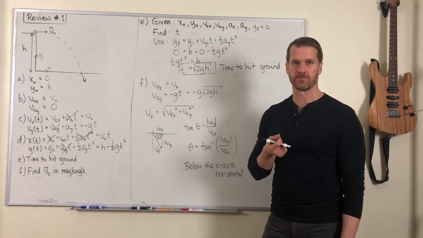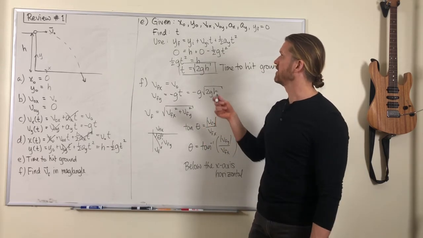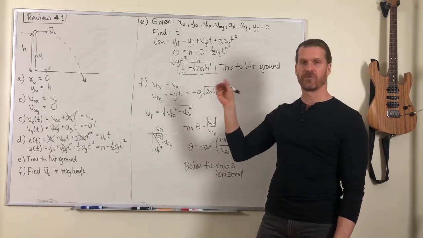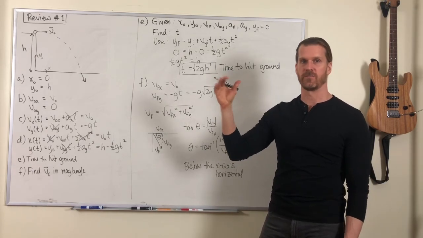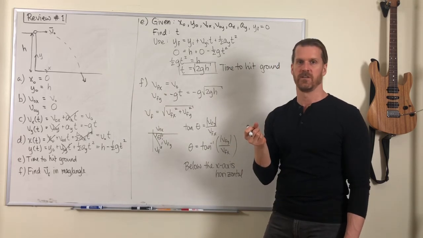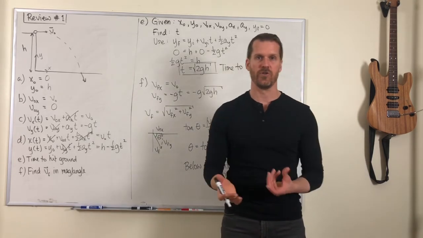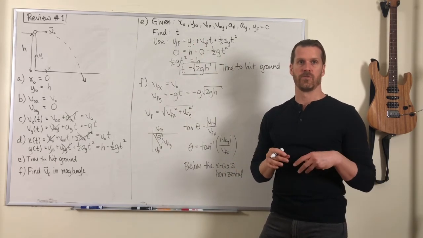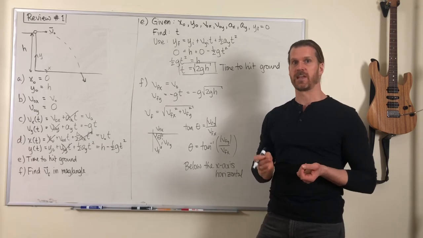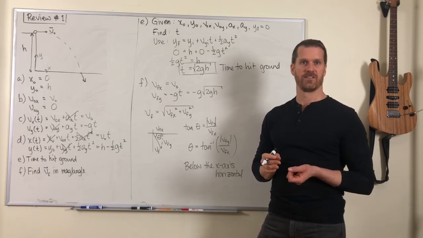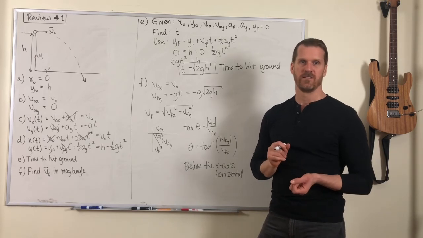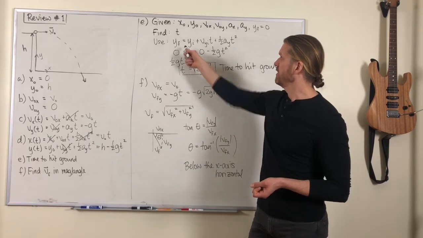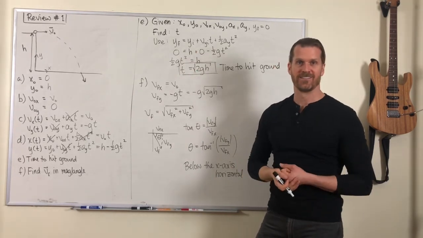And you would tell me, well, my process is that I write down all of the information I know. I identify my initial scenario as being at the top of the cliff and my final scenario is at the bottom of the cliff. Then I identify my unknown that I'm looking for, which is time. And then I look through all of the kinematic equations, all 8 of them, and I determine that the only one that will allow me to use this set of information to solve my unknown is kinematic equation number 3 in the y direction.